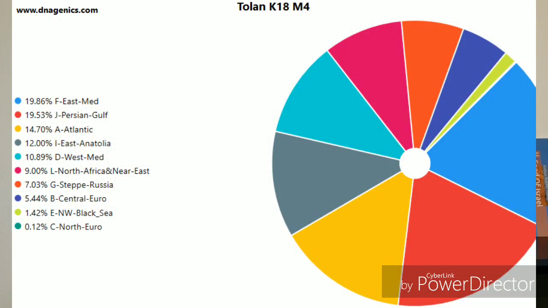Tolan K18 M4, 19.86% East Mediterranean, 19.53% Persian Gulf, 14.7% Atlantic, 12% East Anatolia, 10.89% West Mediterranean, 9% North Africa and Near East, 7.3% Steppe Russia, 5.44% Central European, 1.42% Northwest Black Sea, and 0.12% North Euro.